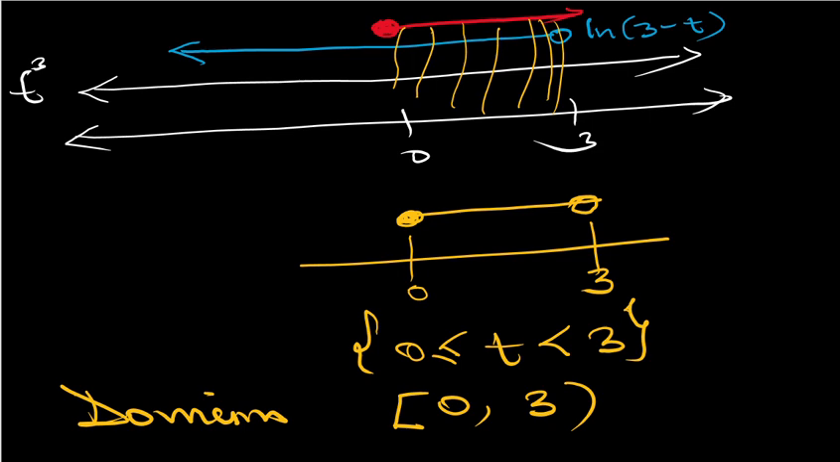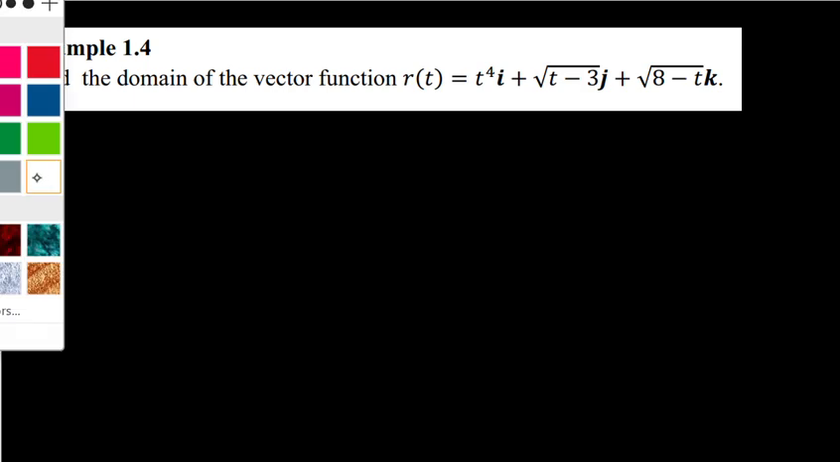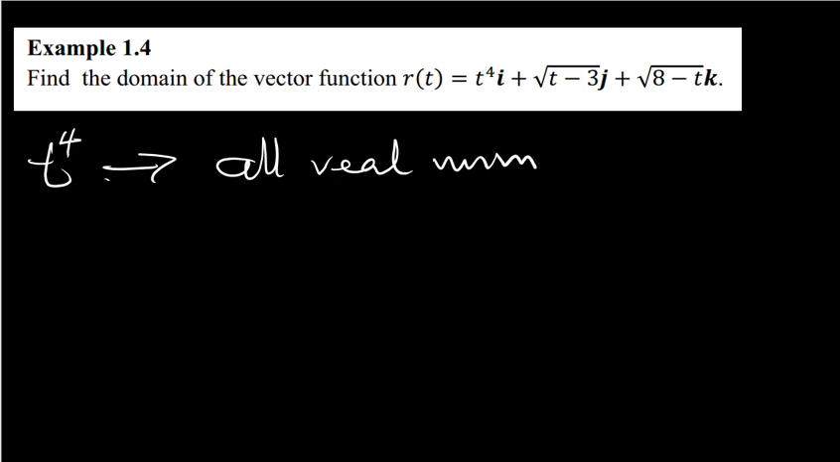Let's look at another one for better understanding. We have to find the domain of the vector function r of t is equal to t raised to the power 4 i plus the square root of t minus 3 j plus the square root of 8 minus t k. So the domain of t raised to the power 4 is all real numbers.